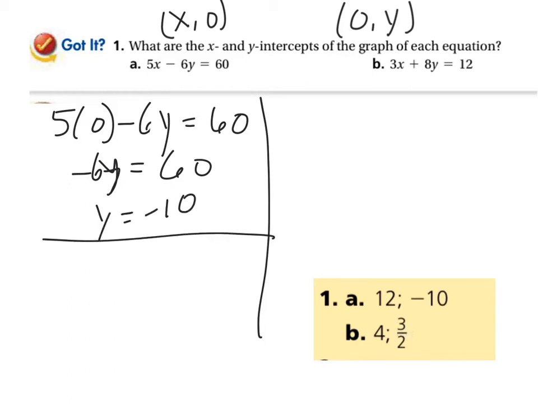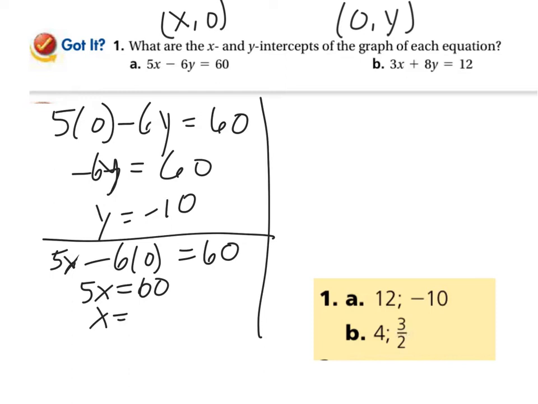And likewise, we'll plug in 0 for y. So we're going to have 5x minus 6 times 0 equals 60. And so we're going to have 5x equals 60. And dividing that out, x then is 12. So those are our x and y intercepts on this one.